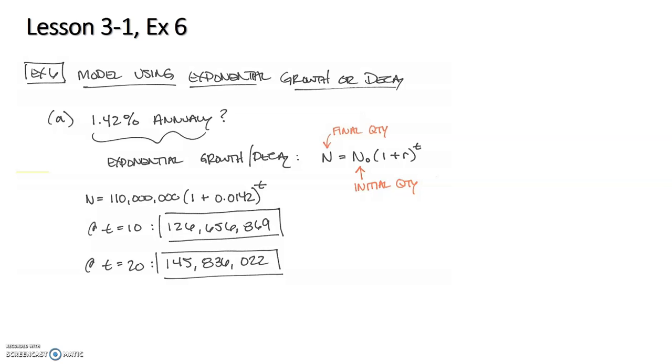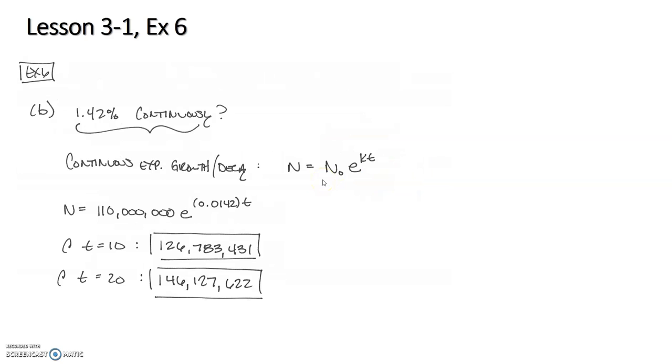So what this formula allows us to do using exponential functions is to consider that exponential growth. It's not just a +2 each year or a +100,000. It is growing in an exponential way, and that's what these formulas allow us to consider. What if it happens continuously? What if it's a 1.42% continuous growth rate?